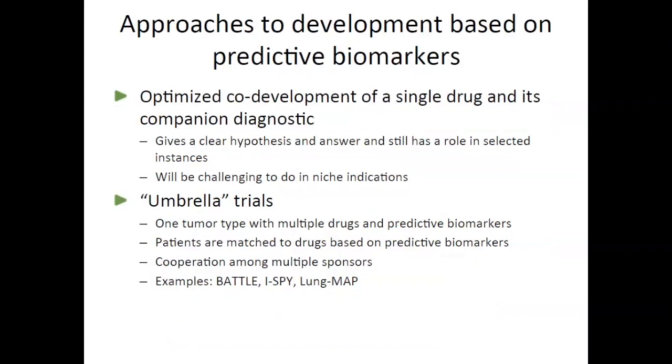Umbrella trials involve a single tumor type with multiple drugs and predictive biomarkers. Patients are matched to the drugs based on their predictive biomarkers. There's cooperation among multiple sponsors, and I give some famous examples on the slide: Battle, I-Spy, and LungMap.